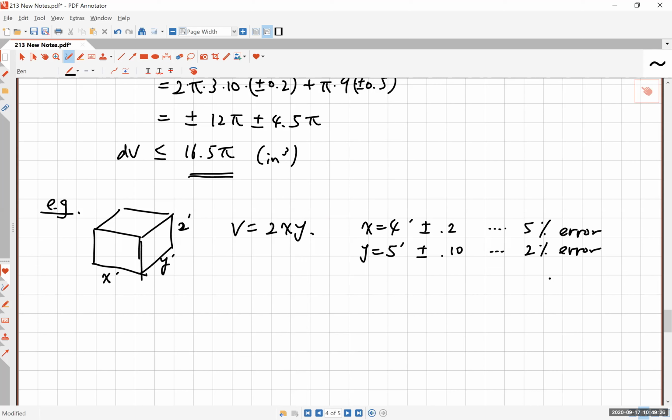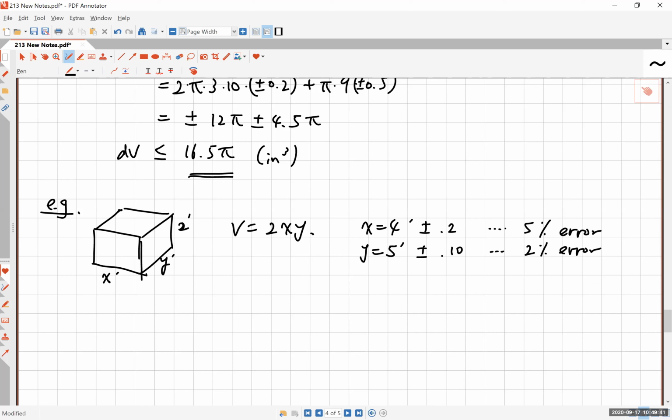What did I just say? 1% of 5 is 0.05, so 2% is 0.1, okay? So that's that. All right, so now the question is this. Again, listen carefully to this practical question. We found the volume of this box, okay?